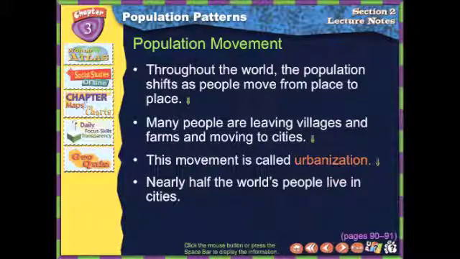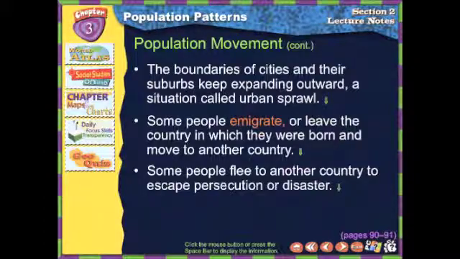Population movement. Throughout the world, the population shifts as people move from place to place. Many people are leaving villages and farms and moving into cities. This movement is called urbanization. Nearly half of the world's people live in cities. The boundaries of cities and their suburbs keep expanding outward, a situation called urban sprawl.